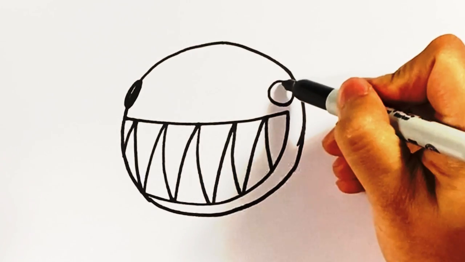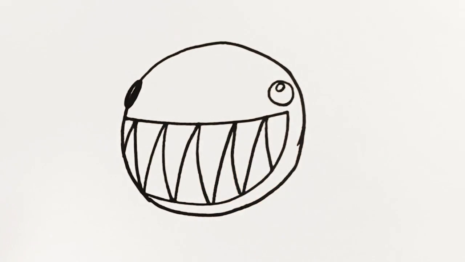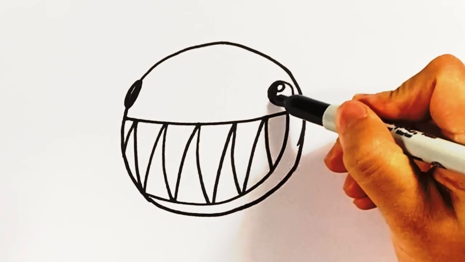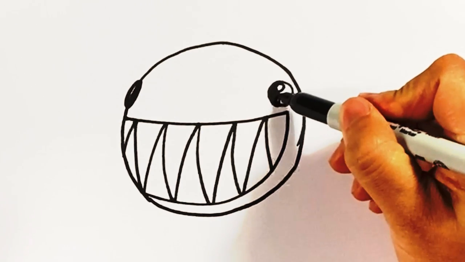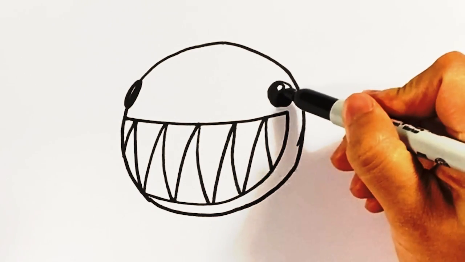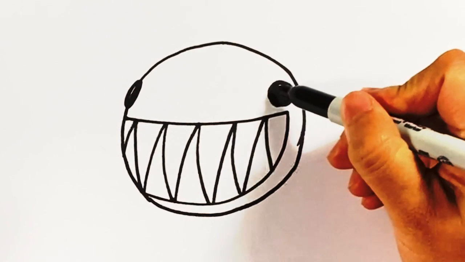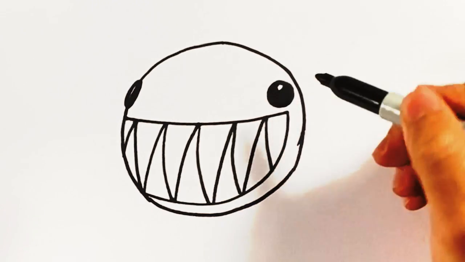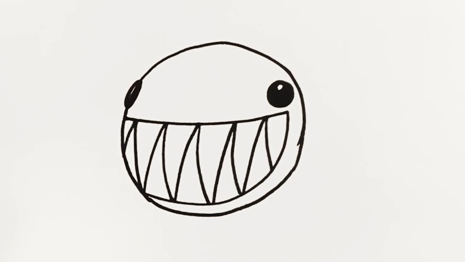I'm going to go right here. Draw a circle for the highlight. And then we're going to fill it out here, right there. Right on. And that's it. You have that character. That is Bubble from the Amazing Digital Circus. I hope that was easy for you.